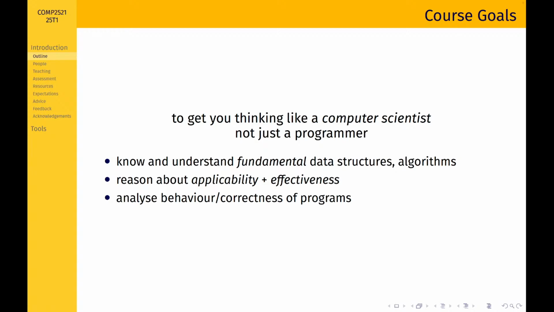So for those of you in the chat, in future lectures, I'll put a webcam in the bottom corner so you'll be able to see me, but not this lecture.